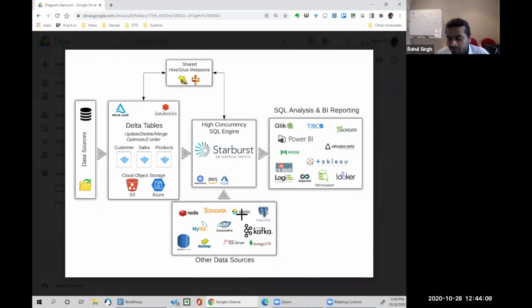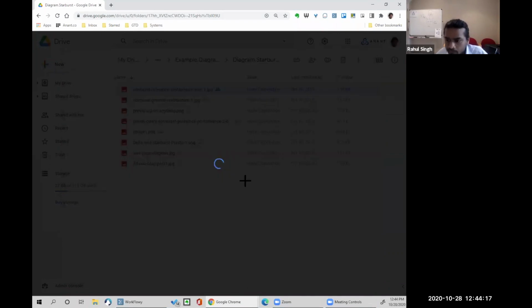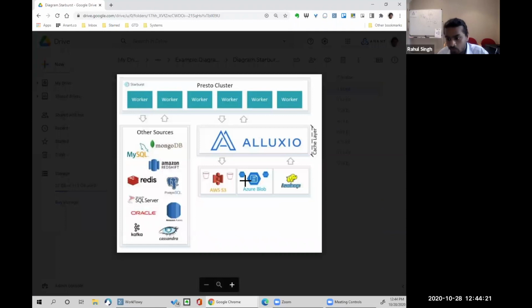That's why I think Presto is one of my favorite tools, and Spark, Presto, Spark and Kafka, because they work with any data store. It doesn't really matter which one. Here's Presto on AWS. Here's Presto on another system called Alluxio.